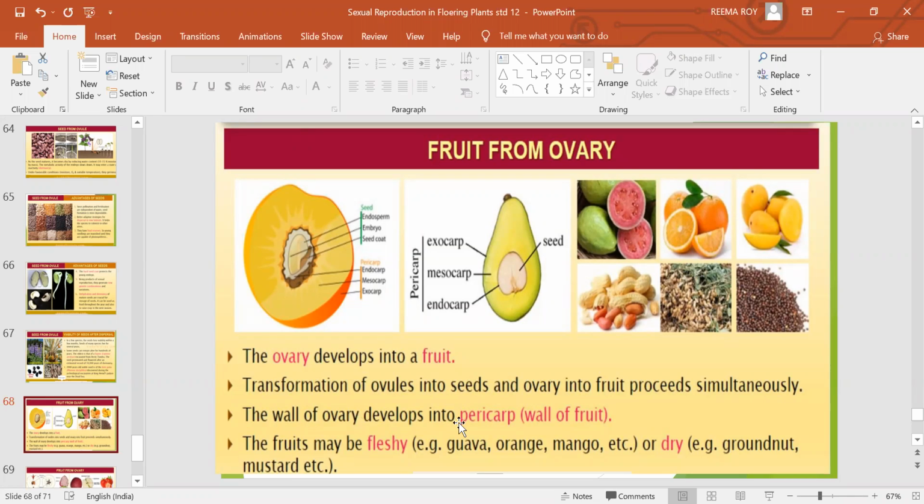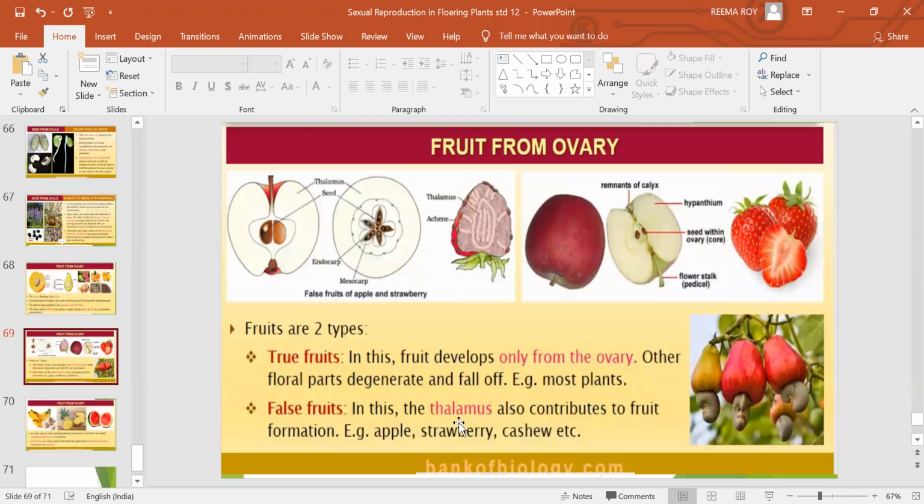The fruits may be fleshy or dry. What are fleshy ones? Examples are guava, orange, mango. What are dry ones? Examples are groundnut and mustard. Okay. So there are two types of fruits: true fruits and false fruits. If the fruit develops only from the ovary, which is the usual process, what do we call it? True fruits. Other floral parts degenerate and fall off. Examples are mango, grapes, like mostly all plants. So that is about true fruit.